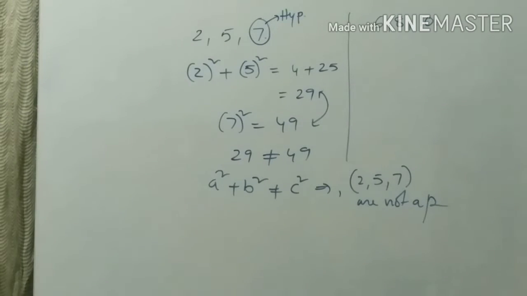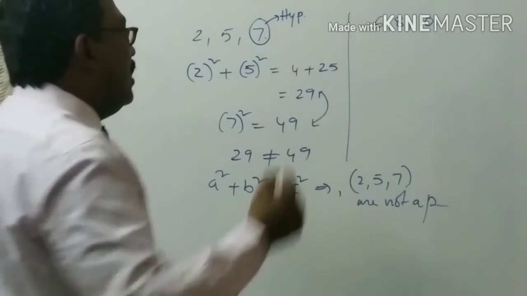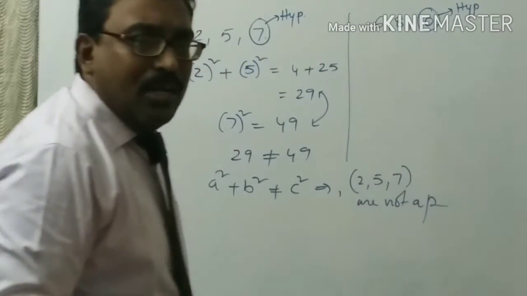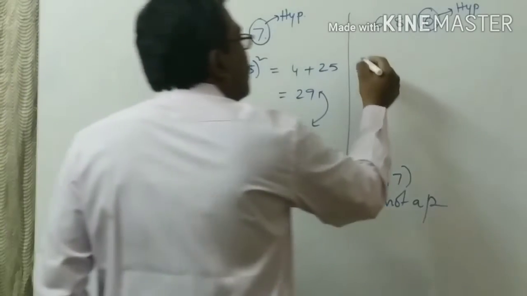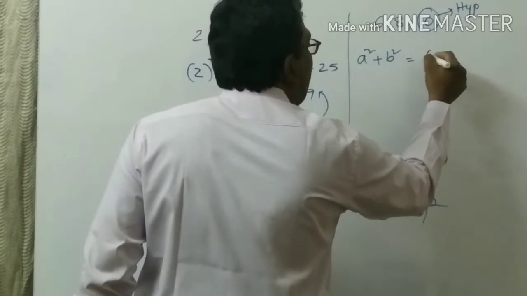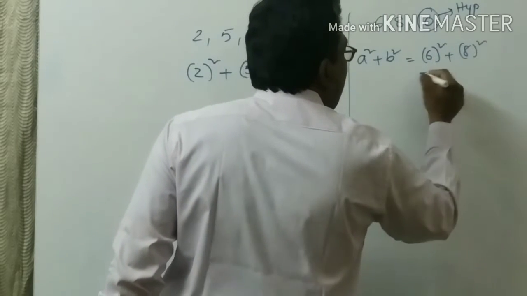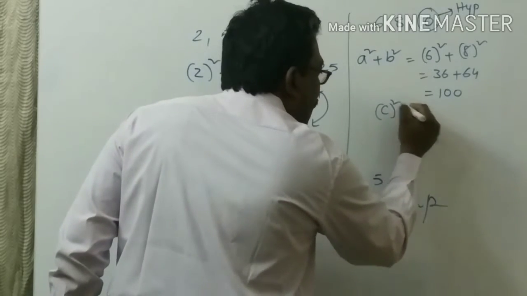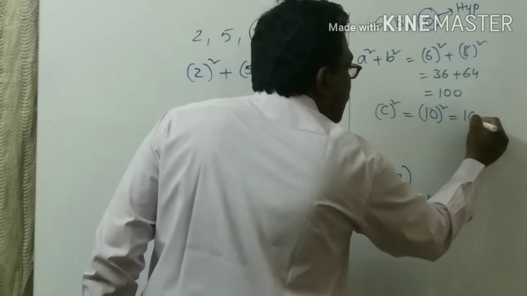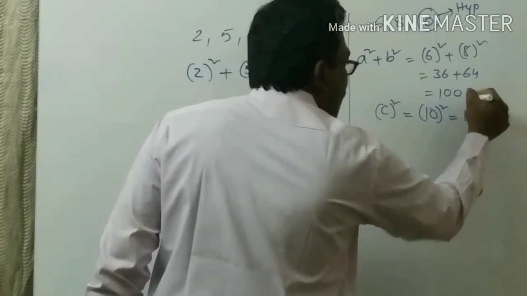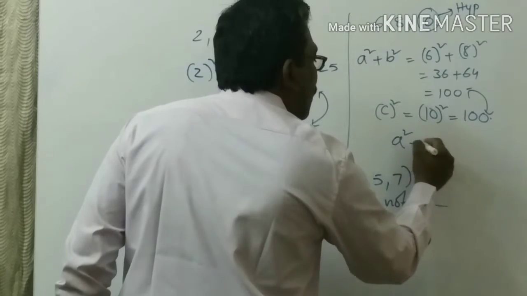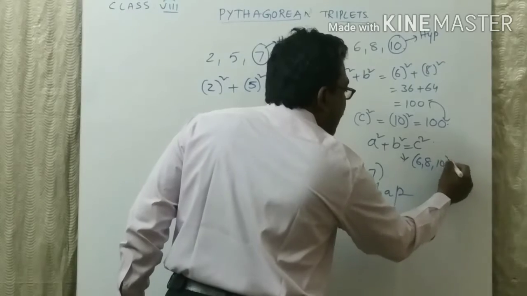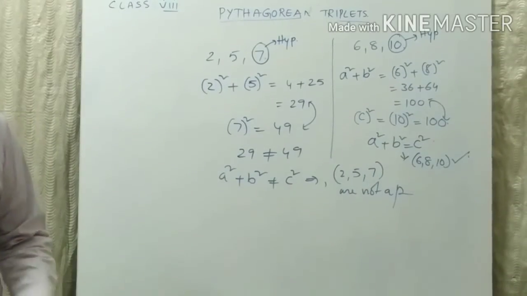6, 8, 10 is a Pythagorean triplet. We'll check. Always the highest one is the hypotenuse. We should always consider the hypotenuse to be the highest one. So a square plus b square is equal to 6 square plus 8 square, so 36 plus 64 is equal to 100. C square is equal to 10 square, which is 100. 100 is equal to 100. Yes. Therefore, a square plus b square is equal to c square. That implies 6, 8, 10 is a Pythagorean triplet.